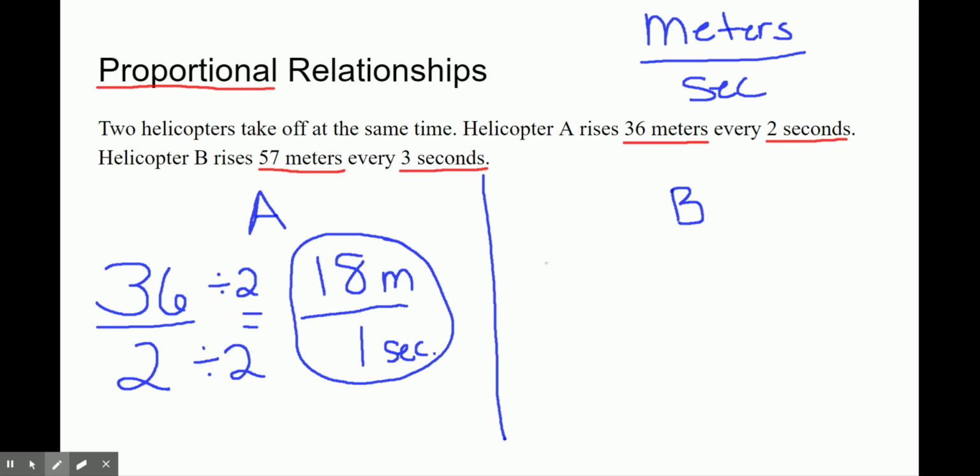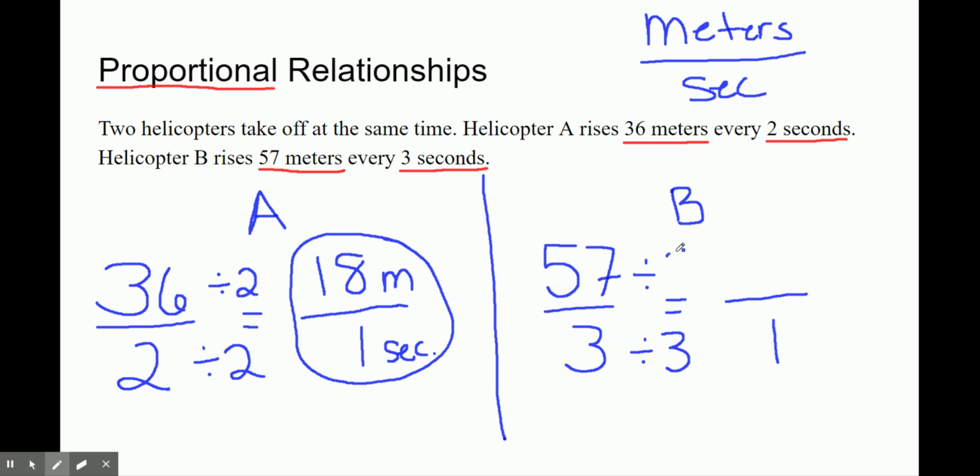Now we need to find our rate for helicopter B so that we can compare the two. We have 57 meters in 3 seconds. And again, to find our rate, we want to know how many meters in 1 second. To get from 3 to 1, we would divide by 3. If we divide the bottom by 3, we need to divide the top by 3. 57 divided by 3 is 19. So our rate for helicopter B is 19 meters per second.